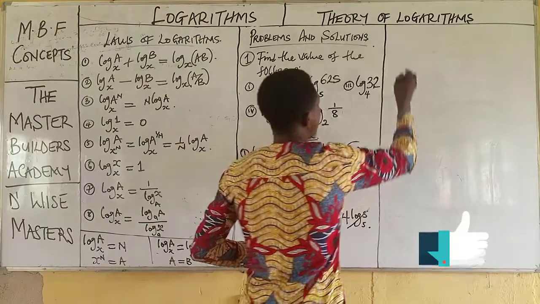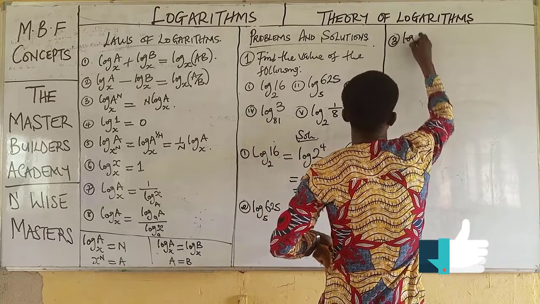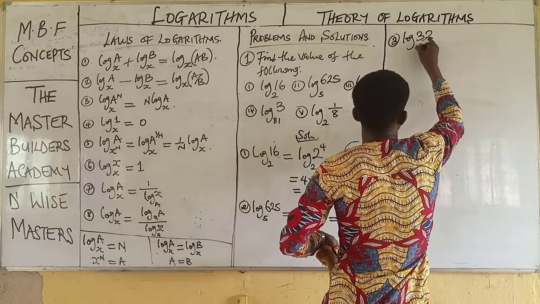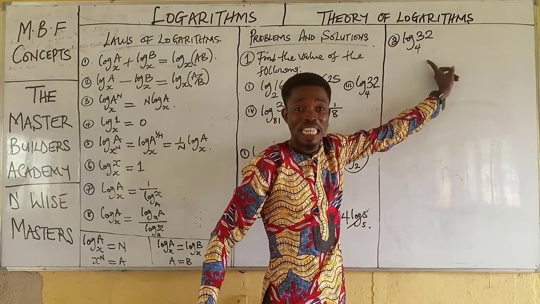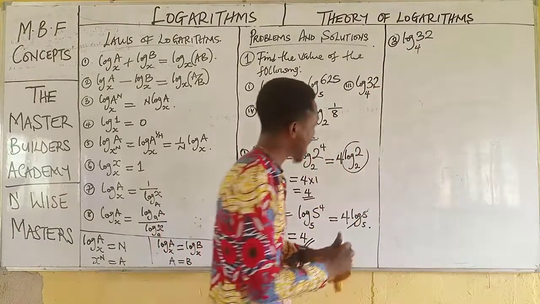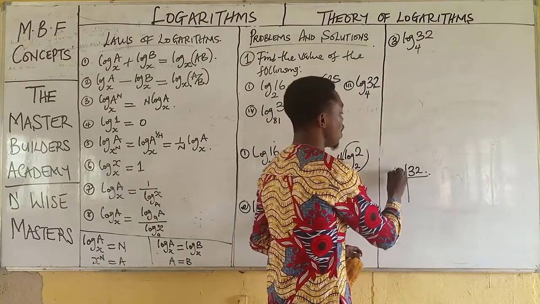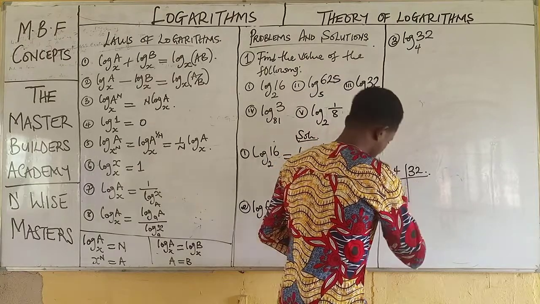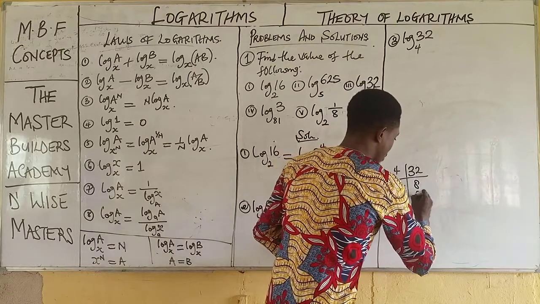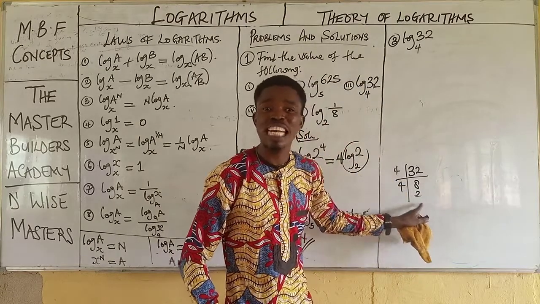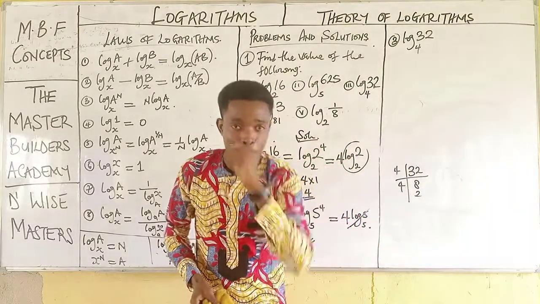Now, looking at question number 3, we have log 32 base 4. So when we look at these two values, we find out that one is 32, the other is 4. The least here is 4. So we will try and divide 32 by 4. So 4 into 32, this would have given us 8. 4 into 8 would have given us 2. And 4 cannot divide 2. That means we cannot divide 32 by 4.